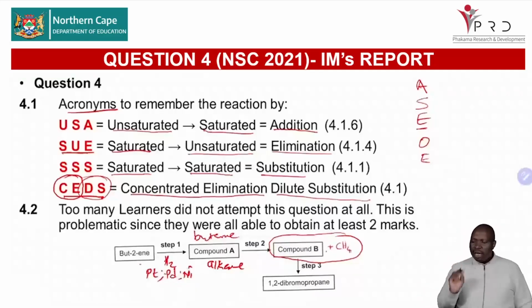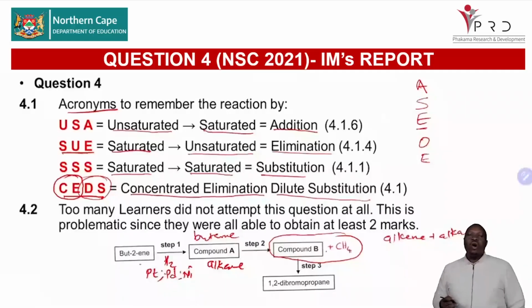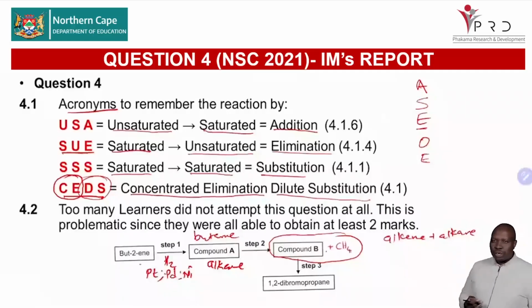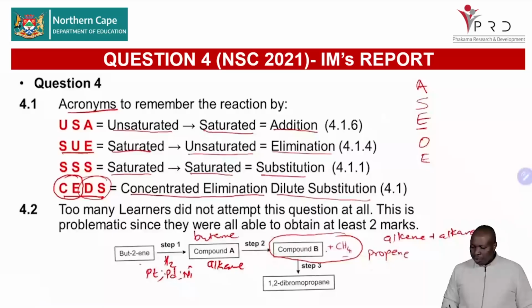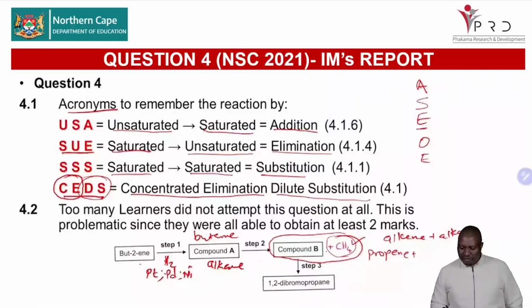And when you say cracking, cracking forms an alkene plus an alkane. That's what cracking does. It forms an alkene plus an alkane, or an alkene plus hydrogen. In this case, the alkane is methane. So we know that the other one must be propene. So it's propene plus methane that we formed here. Methane there, we showed it for you there, CH4 is formed. So this must be cracking.